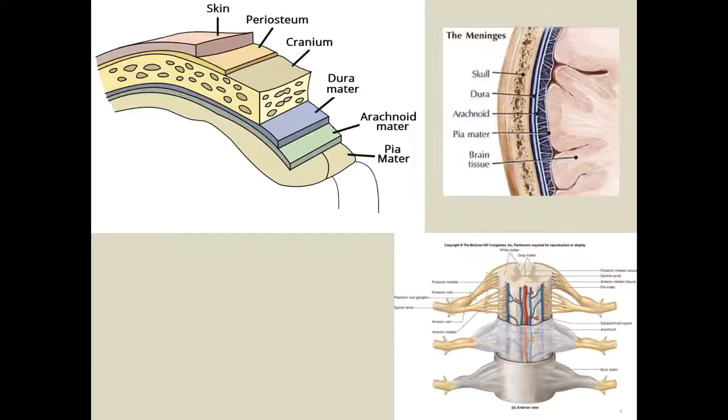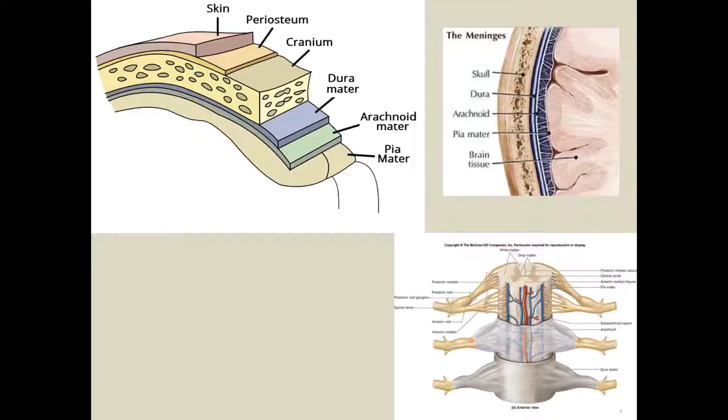You can see in the picture on the top right there the skull and then the membranes in between the brain. So these are kind of important to protect, but they also have blood vessels and some nerves and other things that can help to bring nutrients to the brain and spinal cord.